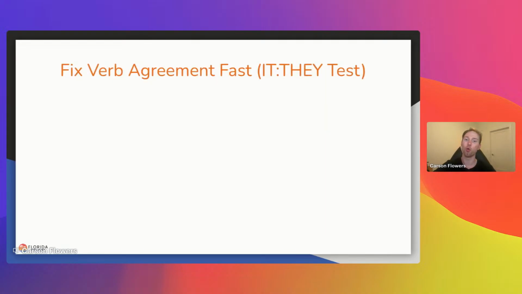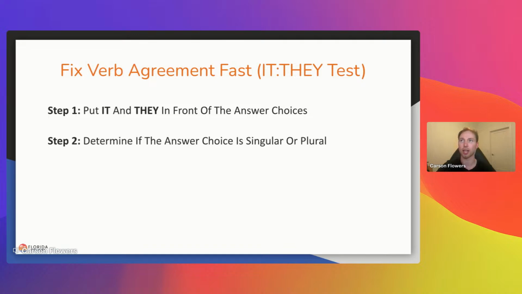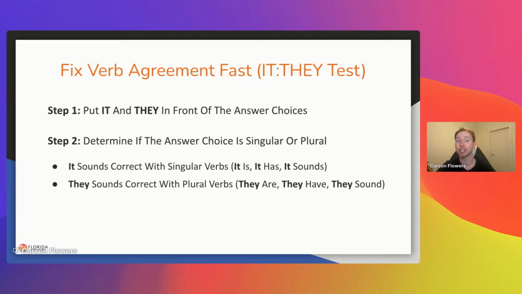Moving on. Ooh, now we're getting into verbs. So fix verb agreement fast with the it-they test. This is one of the coolest tests possible. Step 1, you want to put it and they in front of the answer choices. That's because step 2 will be, you want to determine if the answer choice is singular or plural. So by putting it and they in front of them, it will sound correct with singular verbs, like it is, it has, it sounds. They sounds correct with plural verbs, like they are, they have, they sound.